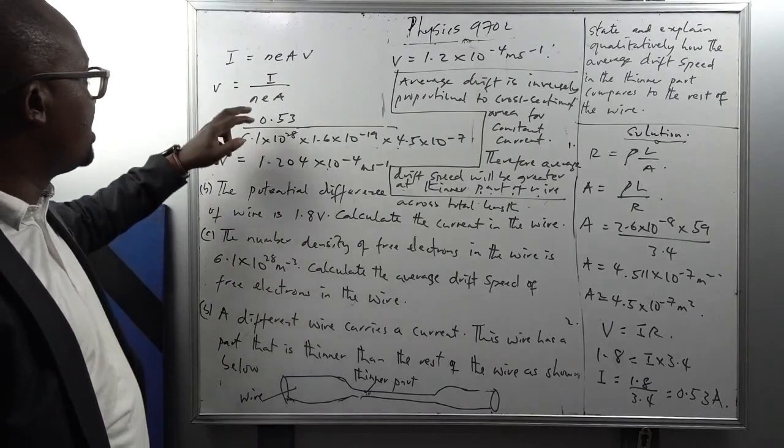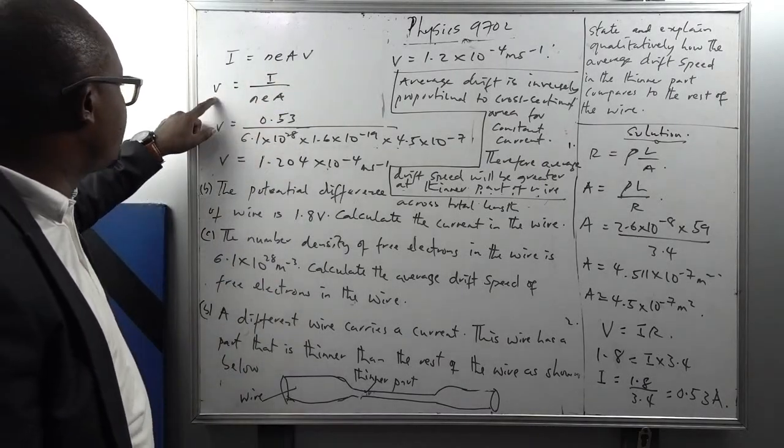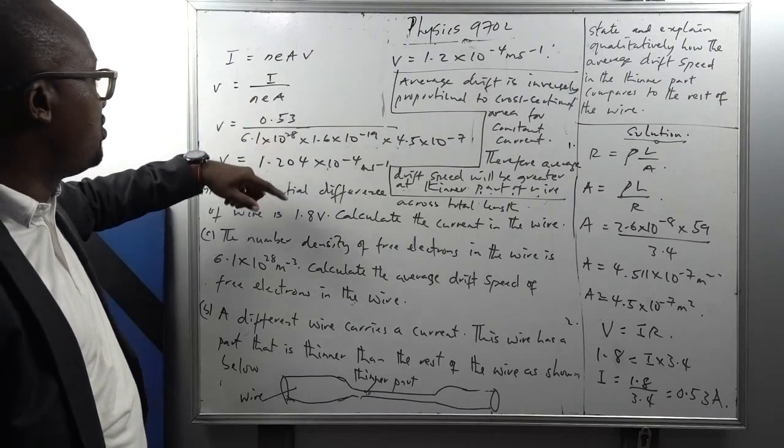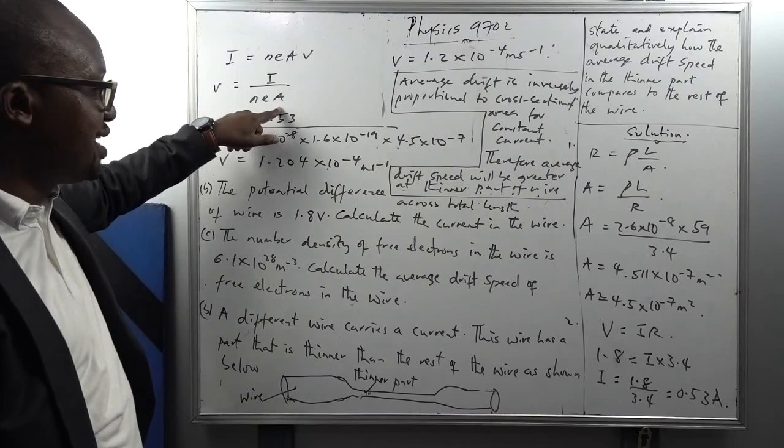Current is constant, number density and the elementary charge are constant, average drift speed is inversely proportional to the cross-sectional area. Therefore, the average drift speed will be higher at the thinner part of the wire.